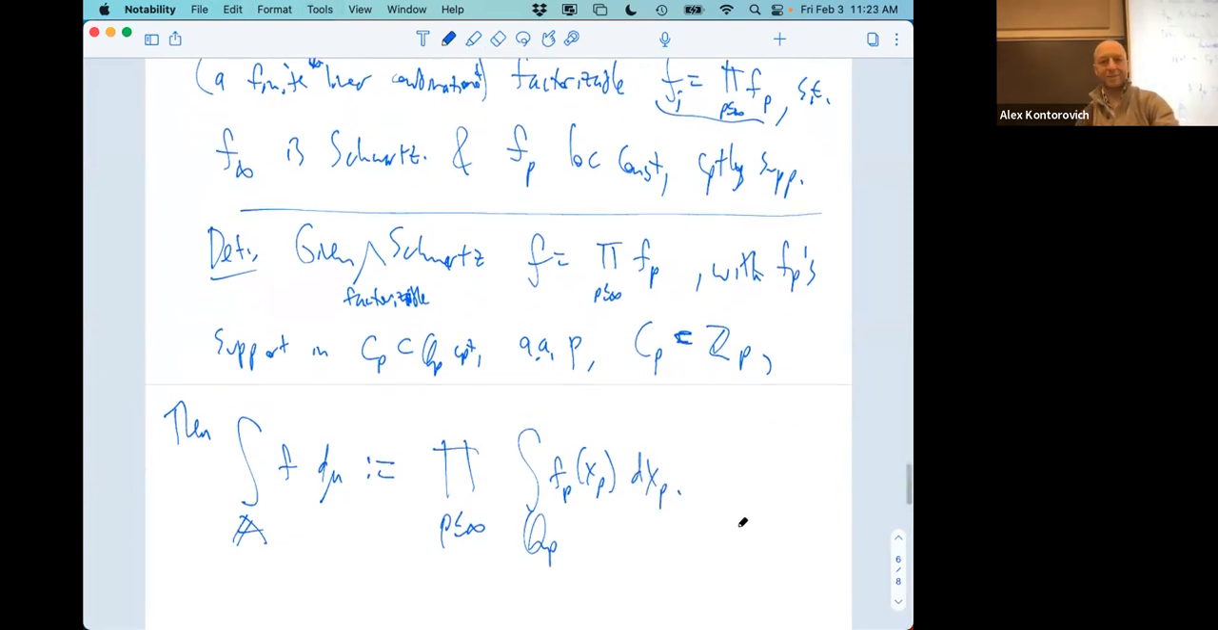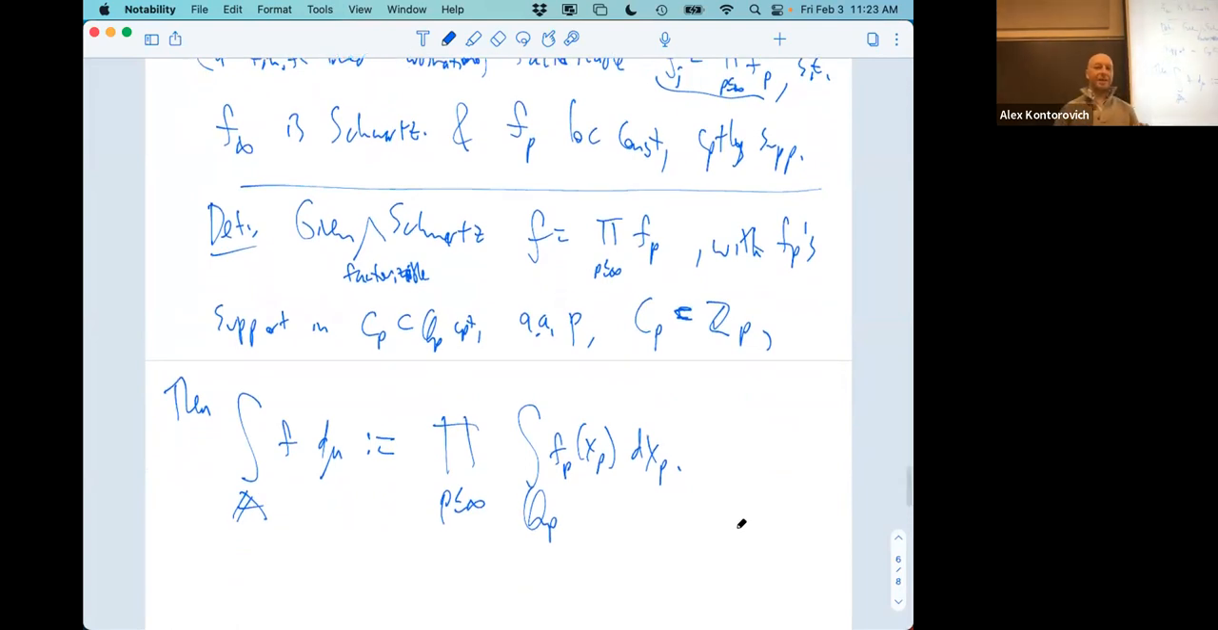So let's think about this. Again, the purpose of this definition is to allow myself, first of all, to integrate, and second of all, to do so without worrying about convergence here. So the f_p are compactly supported. These are some compact sets in Q_p, but almost all of them are contained in Z_p. To be factorizable, almost all of these integrals are actually over Z_p, not over Q_p. Factorizable means that f_p is identically 1 on Z_p. So restricted to C_p, these are all 1.